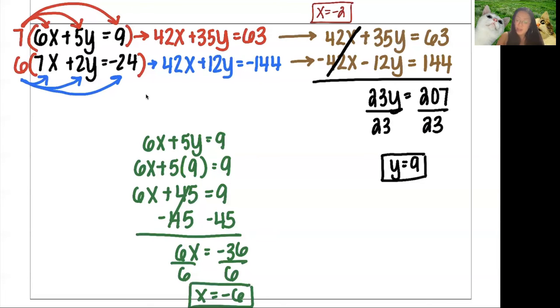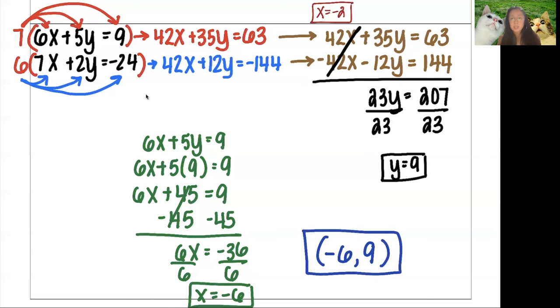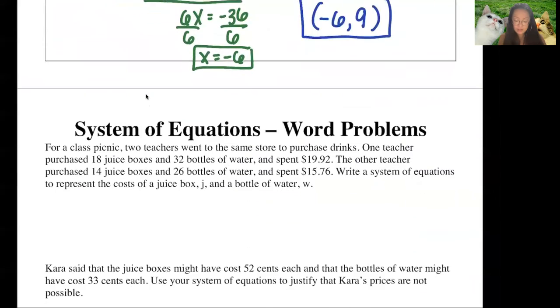Again, let's write our answer as a coordinate point. x value comes first, which was negative 6, followed by our y value, which is 9. This was solving a system of equations by elimination. And last but not least, this week we also did solving a system of equations using word problems. So let's go ahead and look at that.